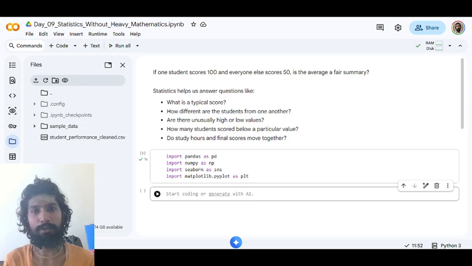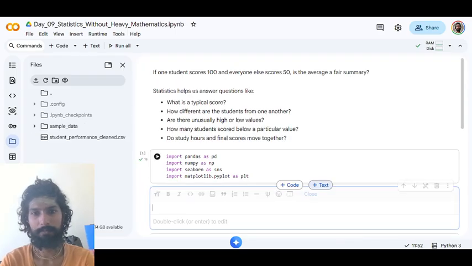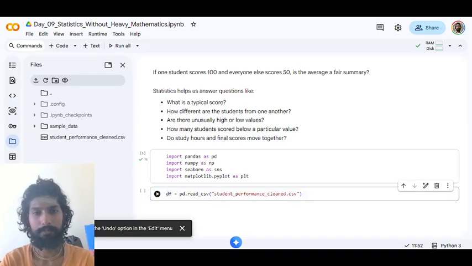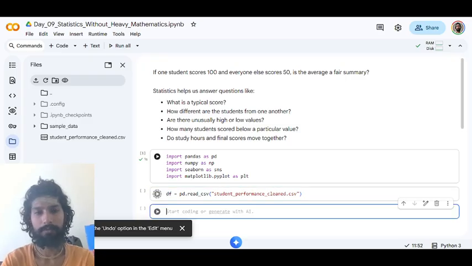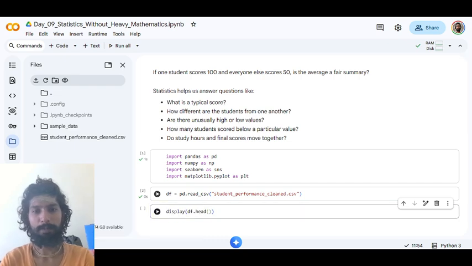For today's lesson, we will use the clean student performance dataset from our previous lesson. Upload the file to Colab if it is not already available. Then write this command. So my file is here on the left side. Now let us inspect the first few rows. Before running this cell, ask yourself, what do you expect to see? We expect to see the first 5 rows of the dataset.